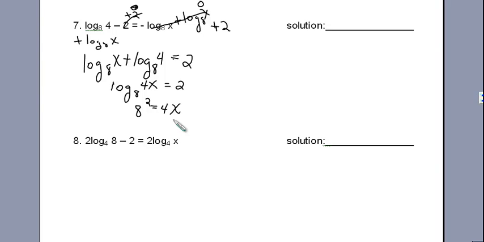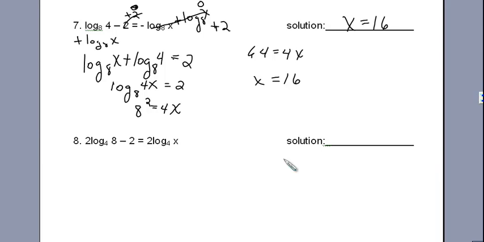Well, that's looking pretty good. Looks like we can solve that. That's going to be 64 equals 4x. Divide it by 4. X will be equal to 16. Okay. Using that skill that we just learned last unit.